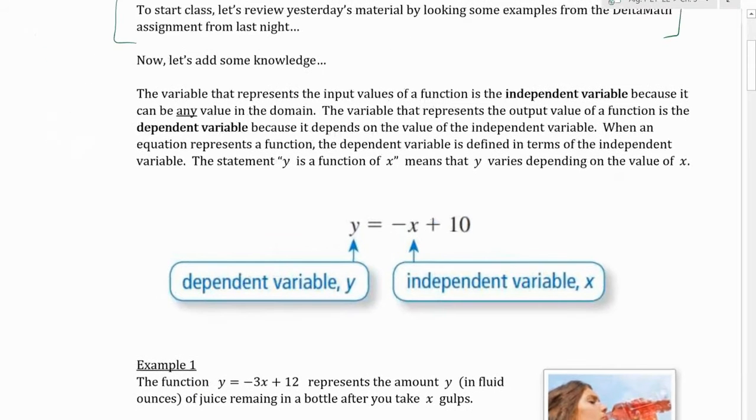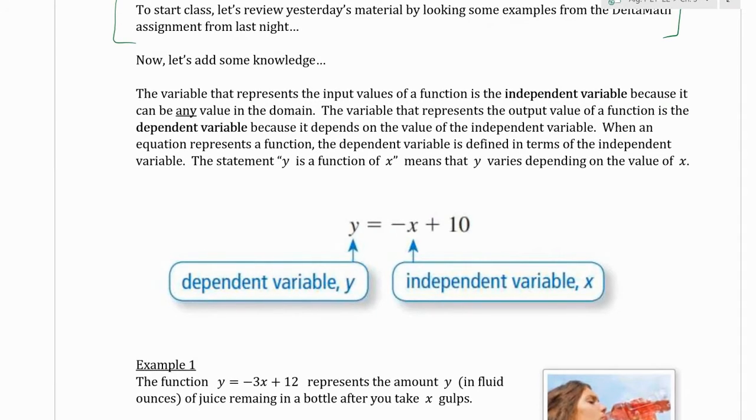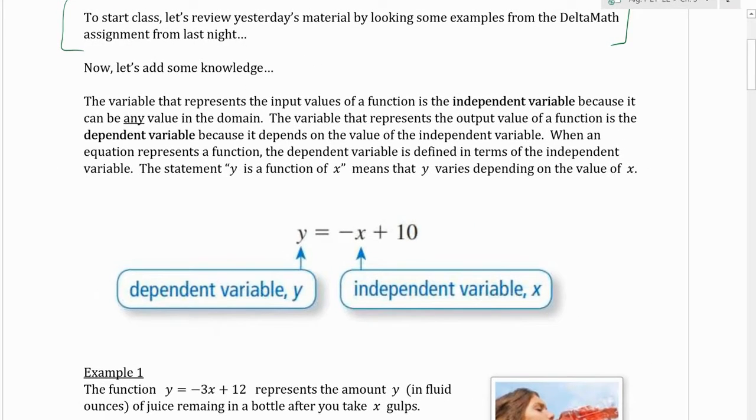So we talked yesterday about domain and range, how to tell if a relation's a function. Going to continue on that line of thought. So here's the next thing. Again, vocabulary heavy here at the beginning. Independent variables versus dependent variables. So the variable, I'm going to read to you, the variable that represents the input values.